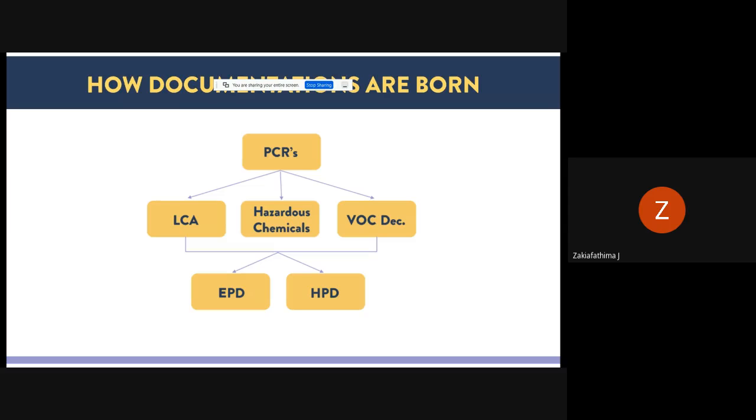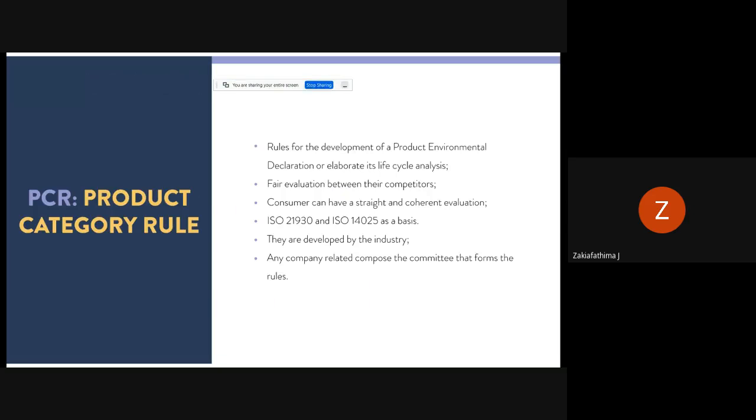So for your life cycle analysis and your VOC declaration, two things are important: EPD and HPD. That is your environmental product declaration and health product declaration. Without these two, you will not be able to tell whether your product was sustainable during its life cycle, and whether it is non-toxic. Okay, so moving on to each of these parts.